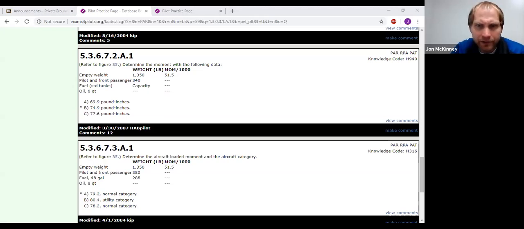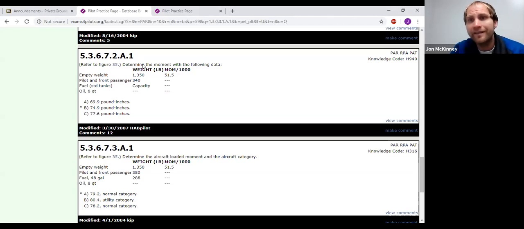So on this particular figure, it's given us like a max gross weight of like 2,300 pounds. So if we started off with an empty weight of 1,350, that might put us in the ballpark. It's telling us that the fuel maximum capacity be 48 gallons. It's telling us pilot and front passengers of 340. I don't know, I'm thinking this might be the best graph to use. We're just trying to use our best judgment here. So let's see if we can tackle any math associated with this, and hopefully it'll work out for us.